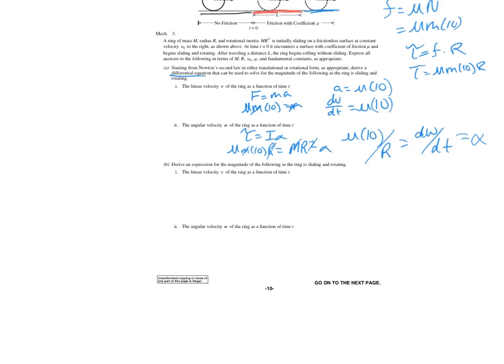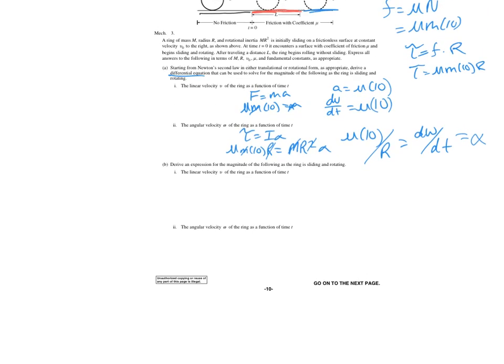Well, there's two ways to do it. One is you can actually do the calculus, which is to do dv integrated from v naught to v, equal to mu times 10 integrated from 0 to t of dt, and solve for v using that. So if you do this, you get v minus v naught is equal to mu times 10 t.